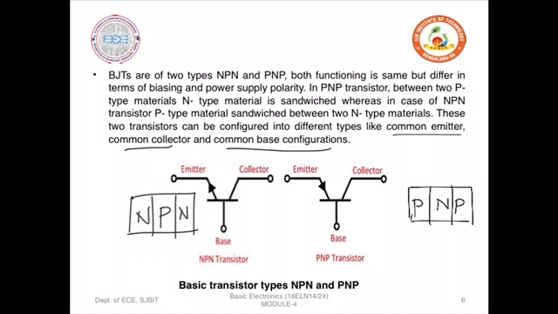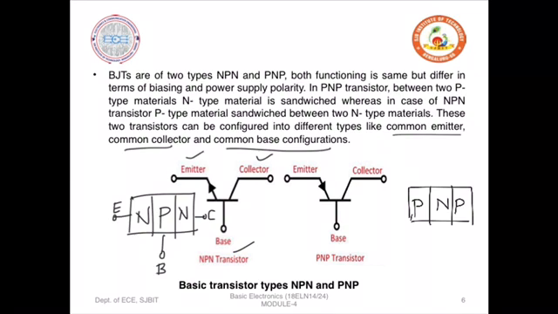Now from the PNP and NPN materials used in these transistors, we take three terminals. Those three terminals are the emitter, collector and base. Here the n-type material on the left hand side becomes the emitter. The n-type material on the right hand side becomes the collector. The p-type material in the middle becomes the base.